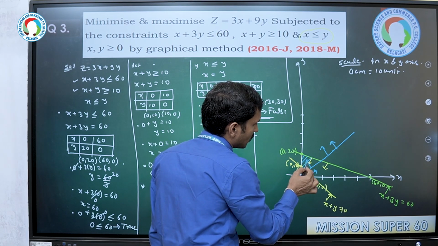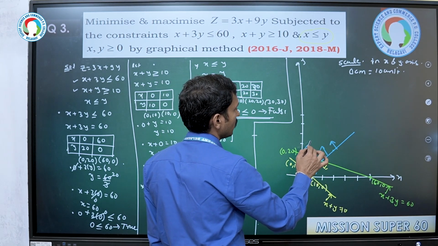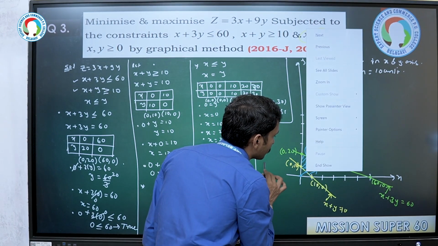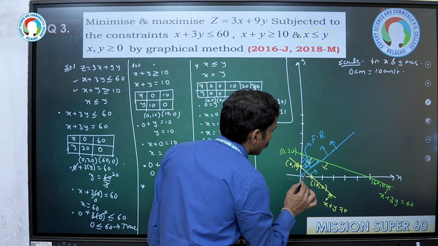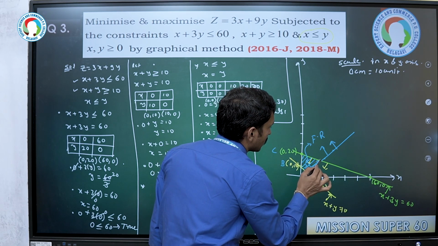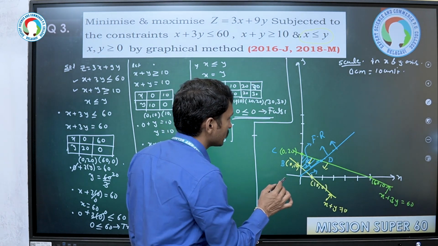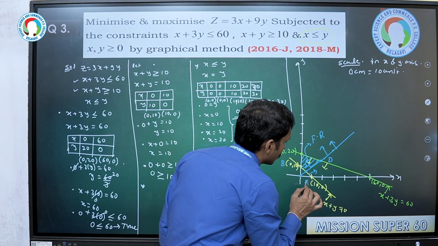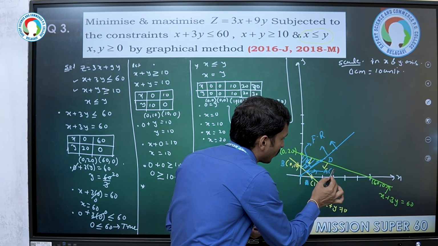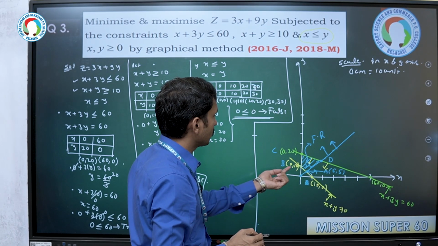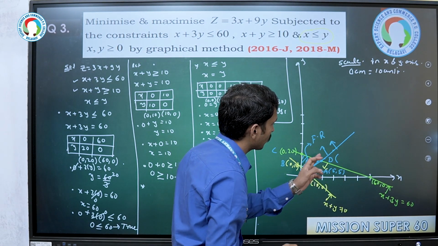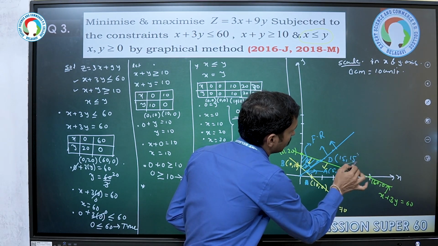So it means we will get a feasible region. Here you will get points. This is called A, this is B, this is C, and this is D. What is the A point? A point is 5, 5, and B point is 0, 10. C is this. D point is I think 15, 15.